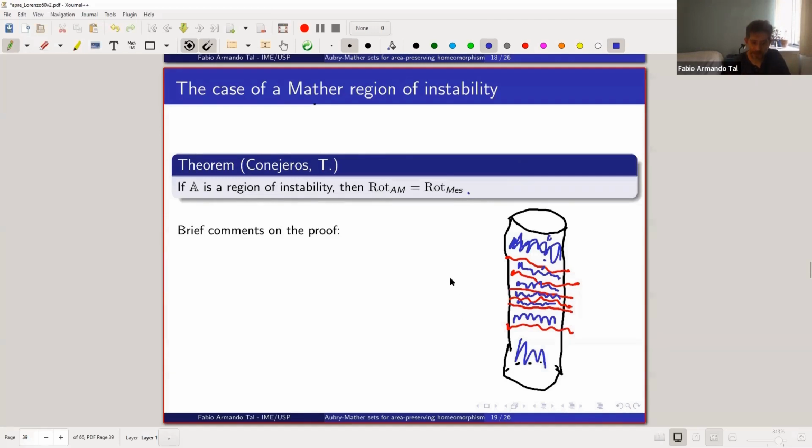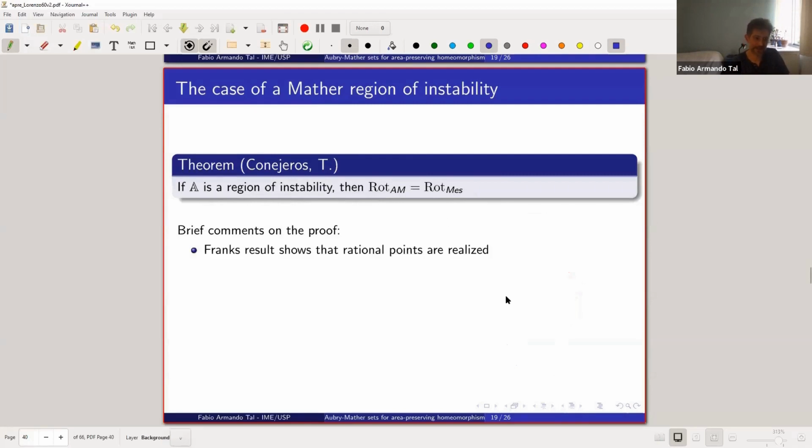Let me give a very brief idea of the proof. What are the main ingredients to show this part? I am in a region of instability, which means I have different rotation points in the boundaries, or in whatever different rotation points I have inside my annulus. That means that by a theorem of Franks, every rational point is realized inside the annulus.